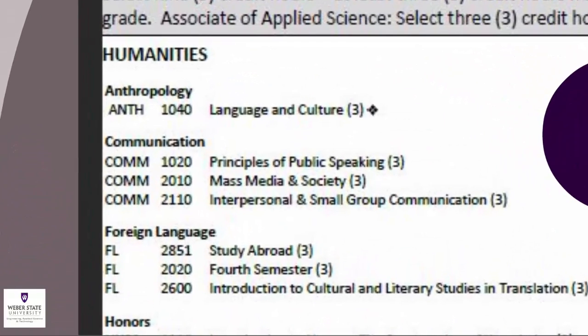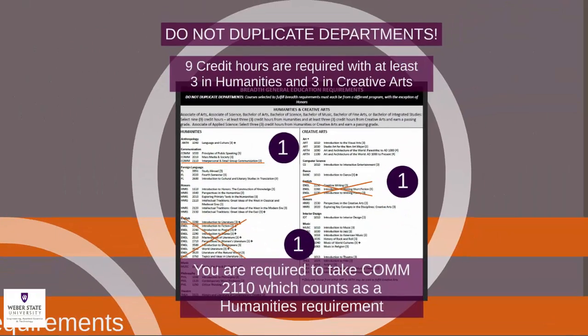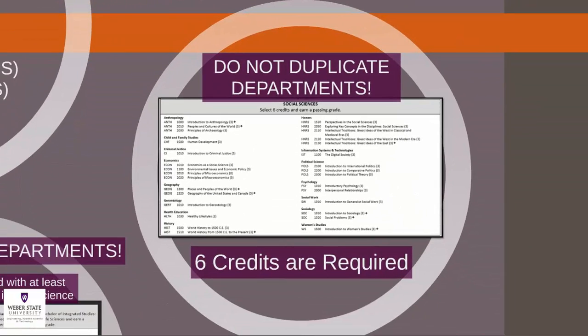Please note that electronics engineering technology majors are required to take COM 2110, which will fulfill 3 credits of your humanities requirement. Otherwise, you may take any of the courses in this area that are of interest to you and meet the requirements. The next portion of your breadth requirements is the social sciences, found on page 3 of the general education requirement sheet. In this area, you will need to complete 6 credit hours. You will take 2 courses.